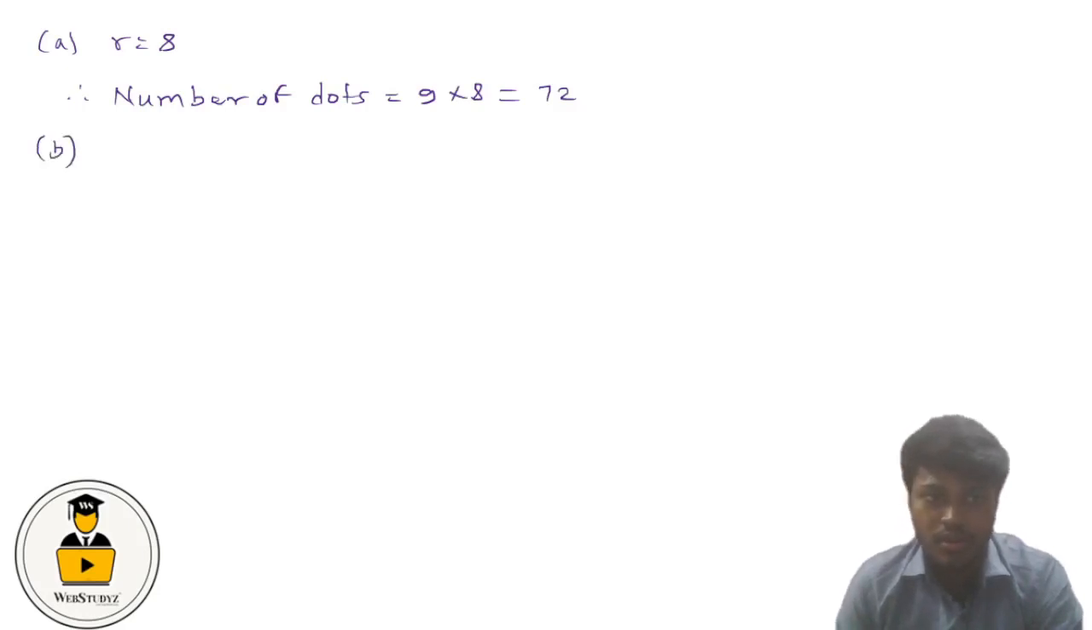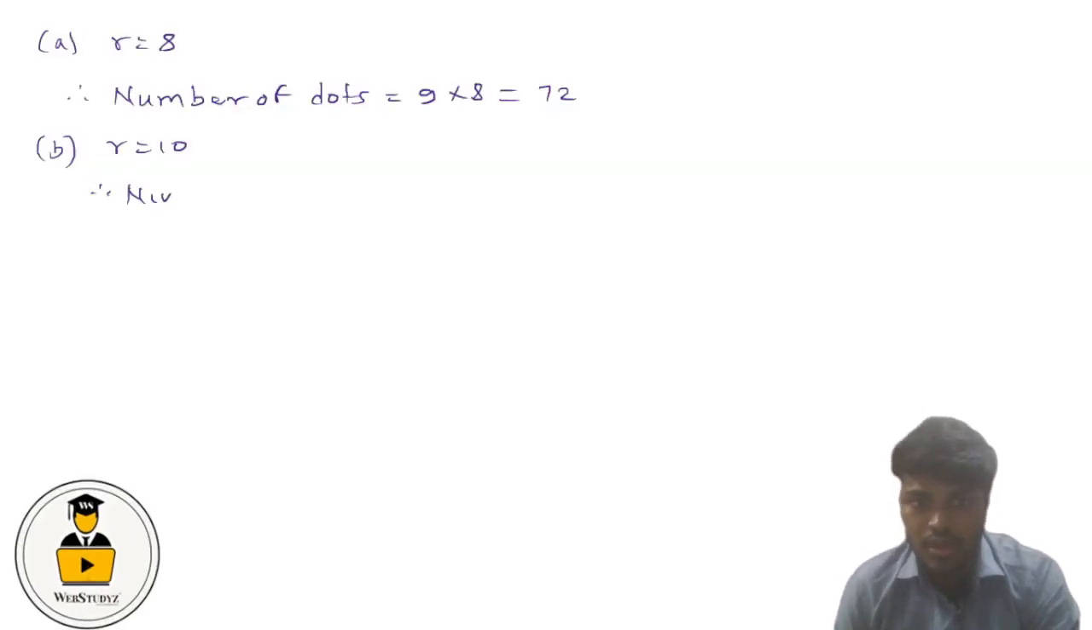Similarly, if the rows are 10, that means r is equal to 10. Therefore the number of dots comes out to be 9 into 10, which is 90.